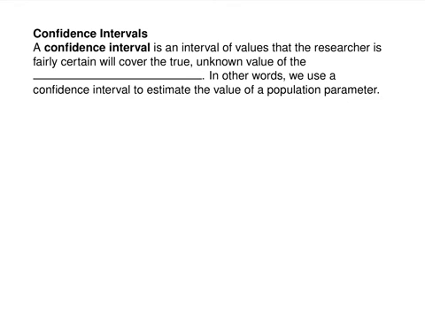Okay. So a confidence interval is an interval of values that the researcher is fairly certain is going to cover the true unknown value of the parameter. As in, you're pretty sure that that sample contains the actual parameter. So in other words, you use the confidence interval to estimate the value of a population parameter, as in, it's within a certain range. You say, I'm pretty sure it's between this value and that value.